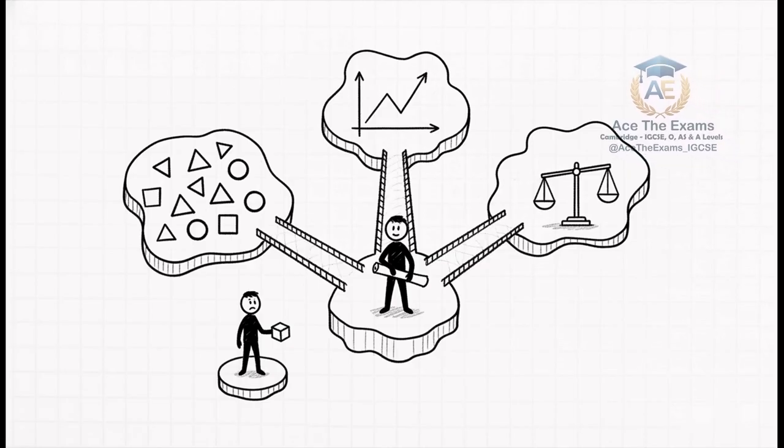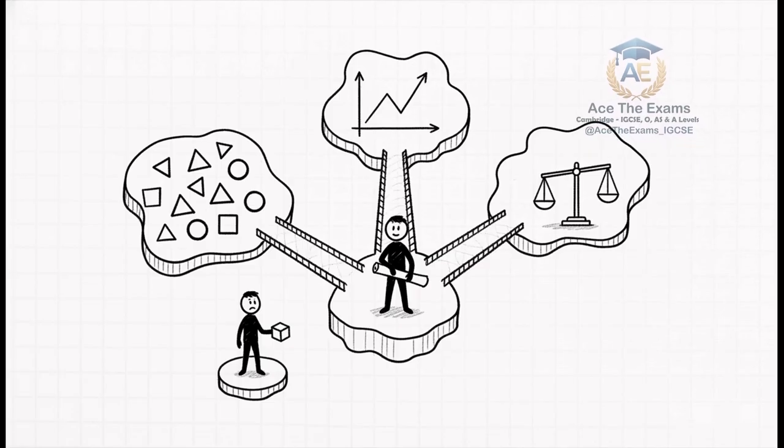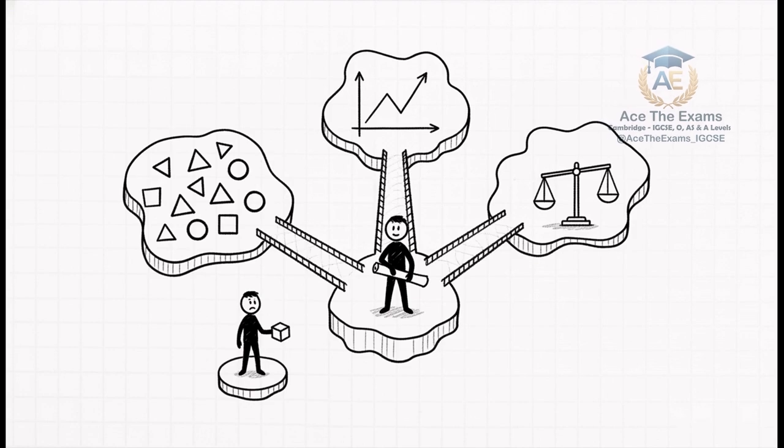If you cannot see the invisible bridges connecting geometry, calculus, and algebra, you are going to be left stranded on that island. The students who score the absolute highest marks, they don't see separate topics. They see the entire syllabus as one massive, beautifully interconnected architectural blueprint.